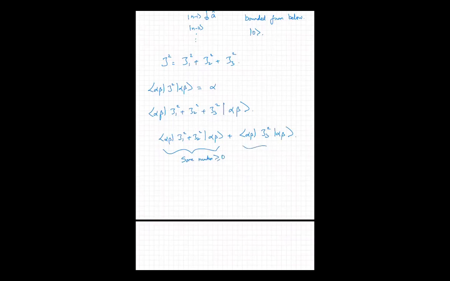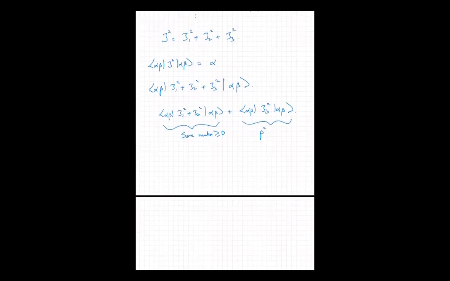And this number you know exactly. J3 acting on alpha beta is beta times alpha beta. So J3 square acting on alpha beta is beta square. So you get the relation that alpha equals some number greater than or equal to 0 plus beta square, which tells you that alpha minus beta square should be greater than or equal to 0.